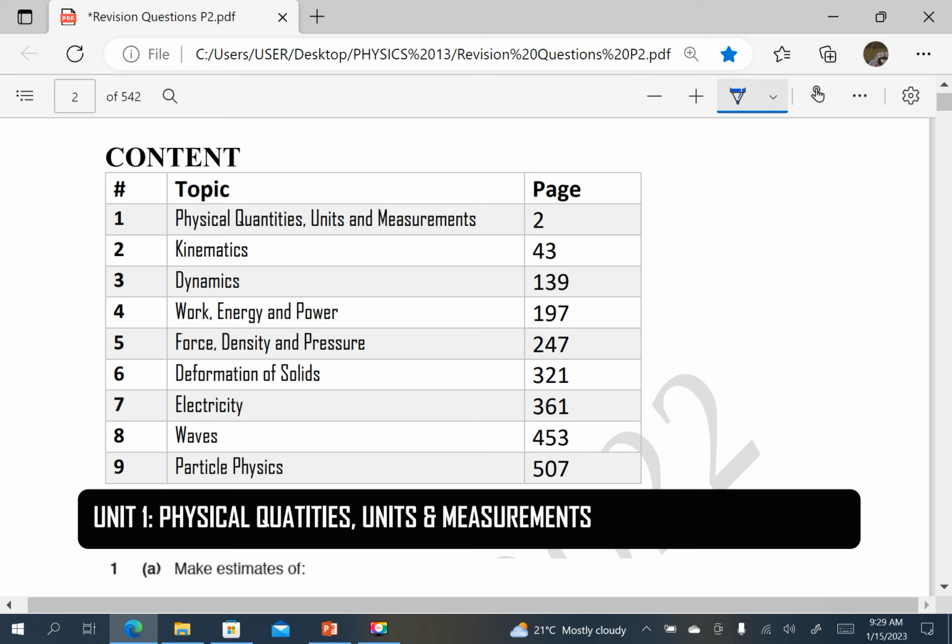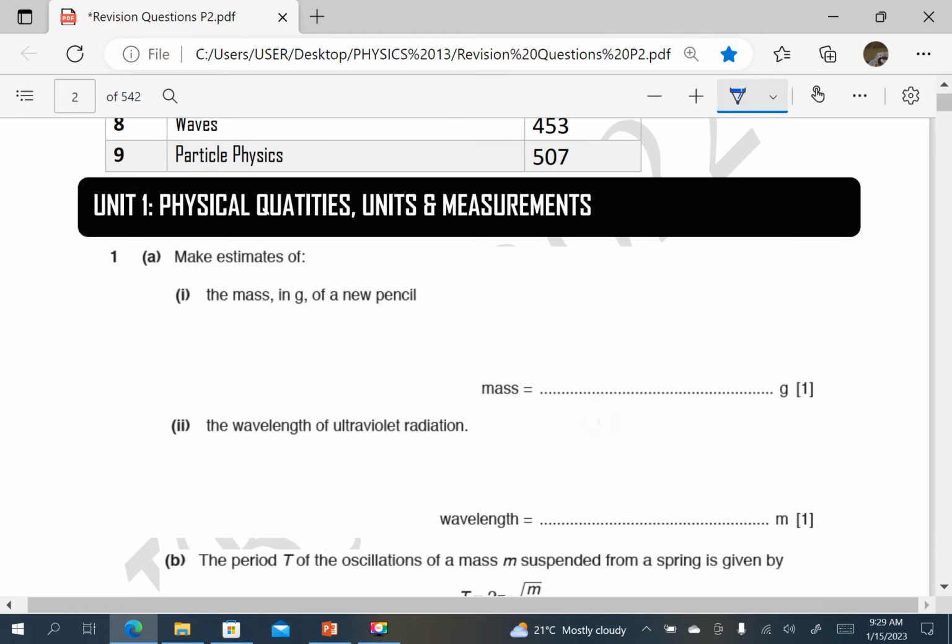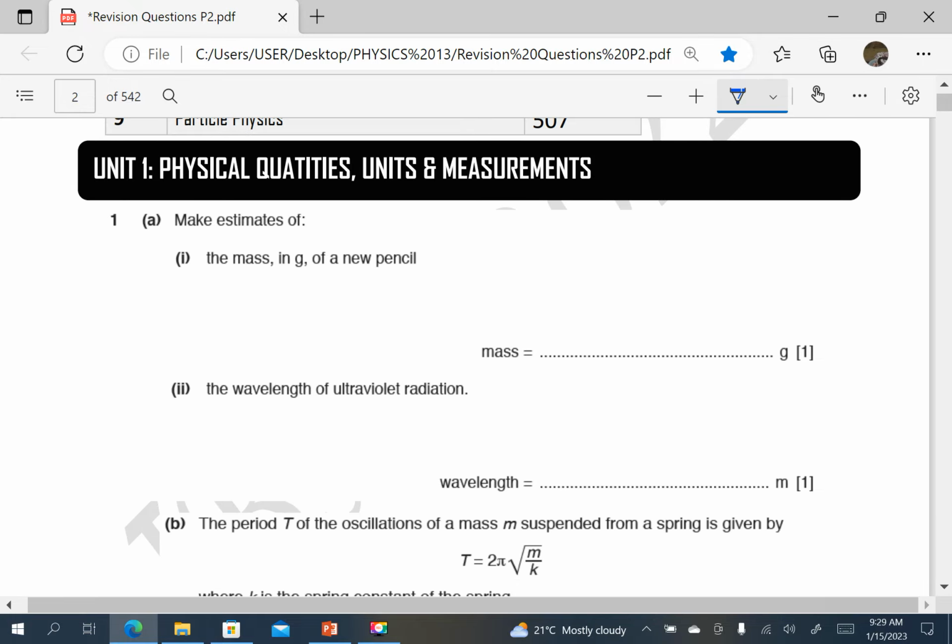So we are actually dealing with the first part, which is physical quantities, units, and measurements. So we are somewhere there. So straight away, let's go to page 2 and start answering these questions.